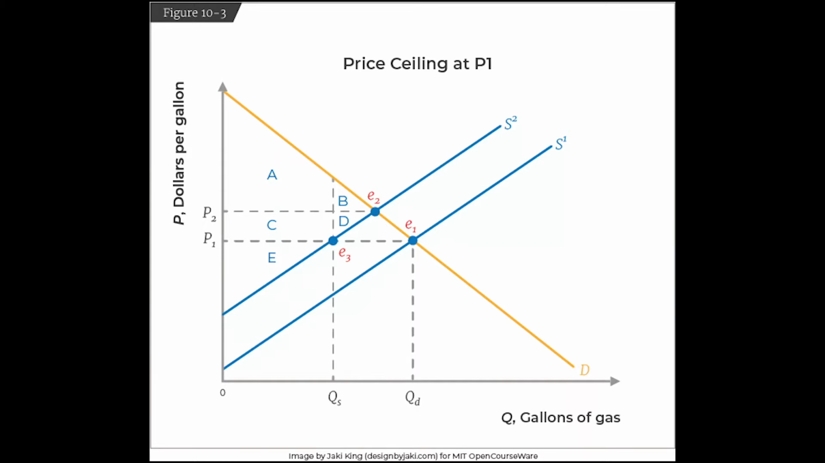So what the price ceiling does is move you from E1 to E3. You would have moved to E2 without the government intervention. Instead, it moves you to E3. And as a result, you end up with consumer surplus being A plus C, producer surplus being E, and relative to an unconstrained world, not relative to where we were before, but relative to without government intervention, you have a deadweight loss of B plus D.